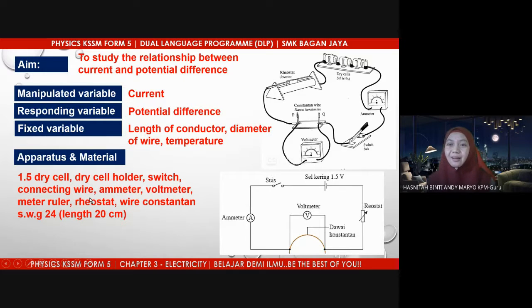Constantan wire is a type of wire. We have copper wire, silver wire, constantan wire, and steel wire. Normally we use constantan wire in an experiment. It's the name of the wire, constantan. And SWG determines the diameter of the wire. SWG, standard wire gauge. So this one is 24, we have 28, 32, 36. SWG determines the cross-sectional area or the diameter of the wire used.